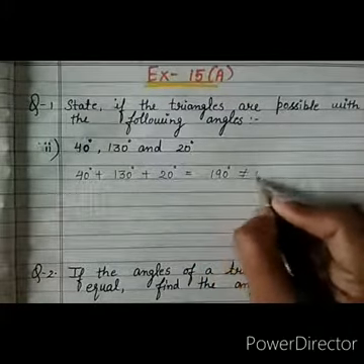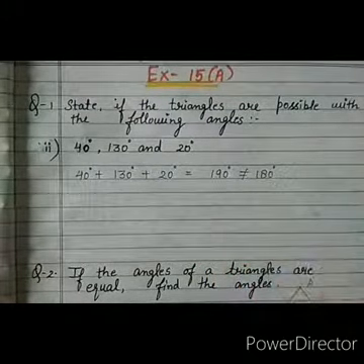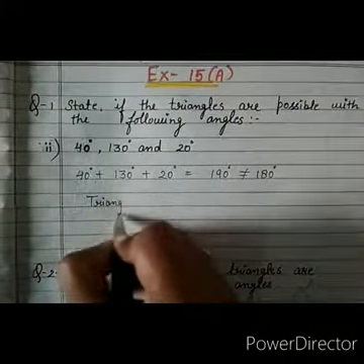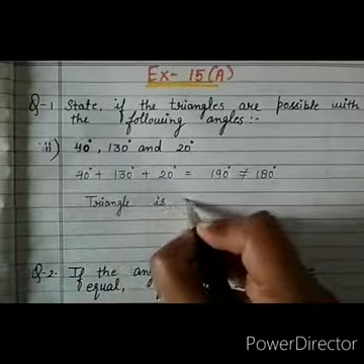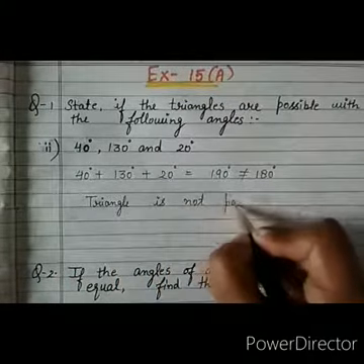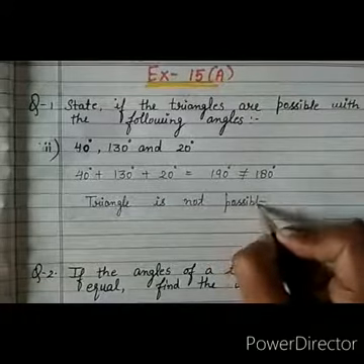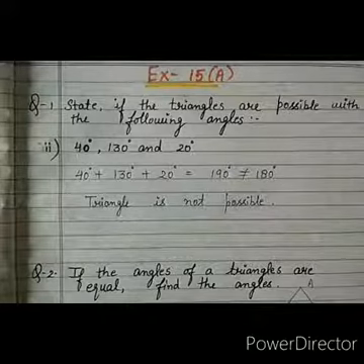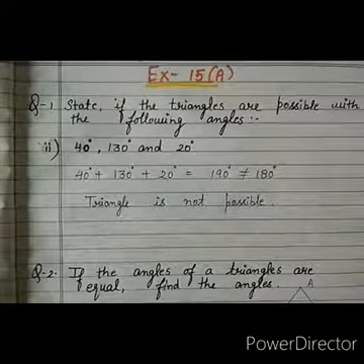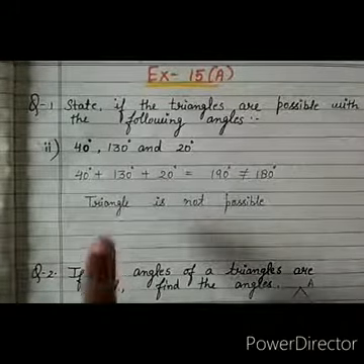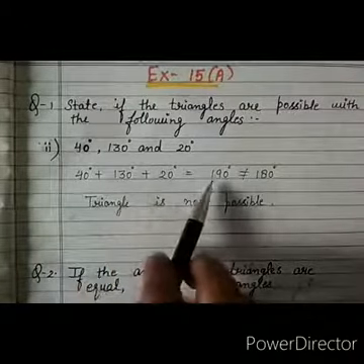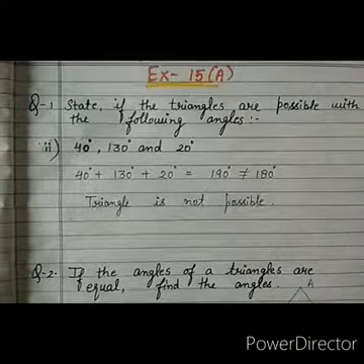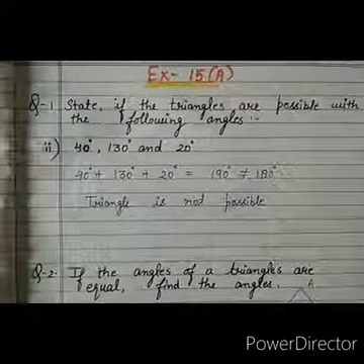Which is not equal to 180 degrees. So we can say that the triangle is not possible, because a triangle is possible only when the sum of interior angles is equal to 180 degrees. But here the sum of interior angles is equal to 190 degrees. So we can say that the formation of a triangle is not possible.